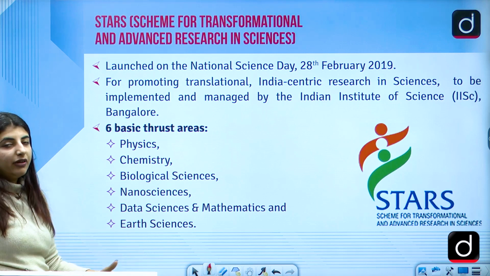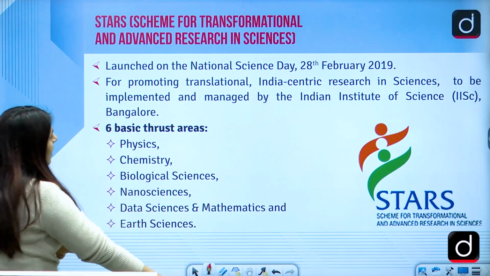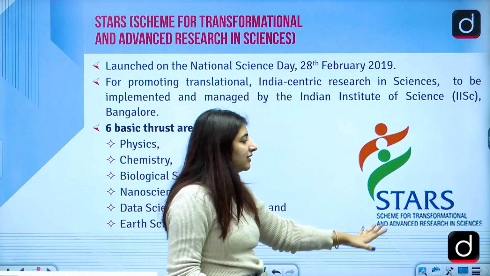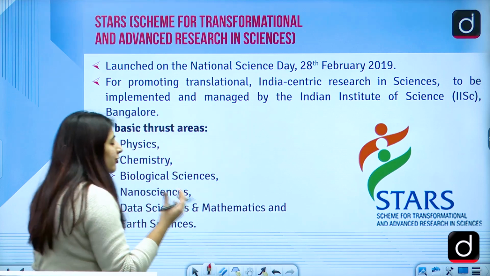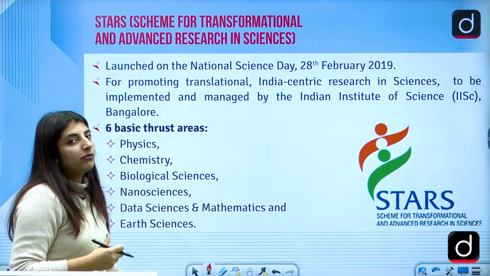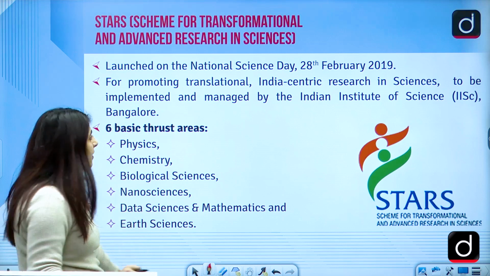Then we have STARS. We have talked about SPARC. Now it's time to talk about STARS, right? Which is Scheme for Transformational and Advanced Research in Sciences. So even if you memorize their full forms only, you will be able to know what the scheme is all about, right?